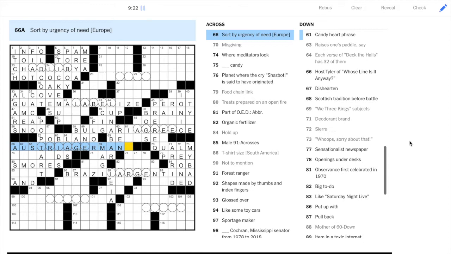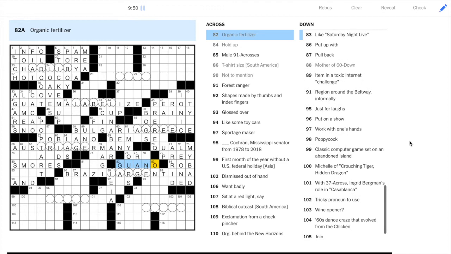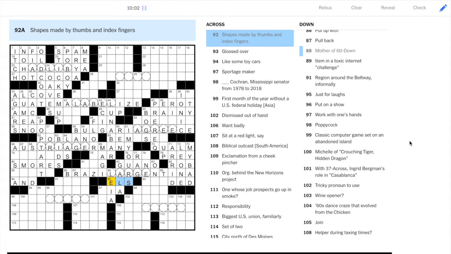Candy hearts, which are really disgusting to eat, but they have cute phrases like, I'm yours, 61 down. Guano. Do you pronounce this gala or gala? Let me know in the comments. This is nice cluing for L's. Elided.